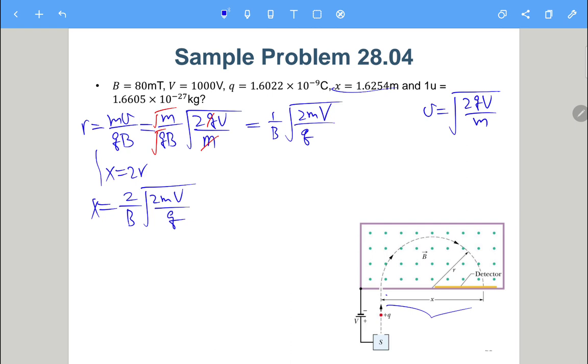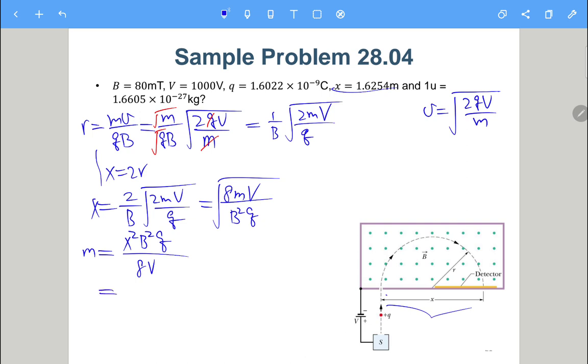So finally, we would like to find the mass of this electron. So we can do some algebra. So m equals 8V. You can do some algebra, which is like 8mV and then B squared q, and then take the square root, and then you square both sides, so you will have x squared B squared q over 8V like this.